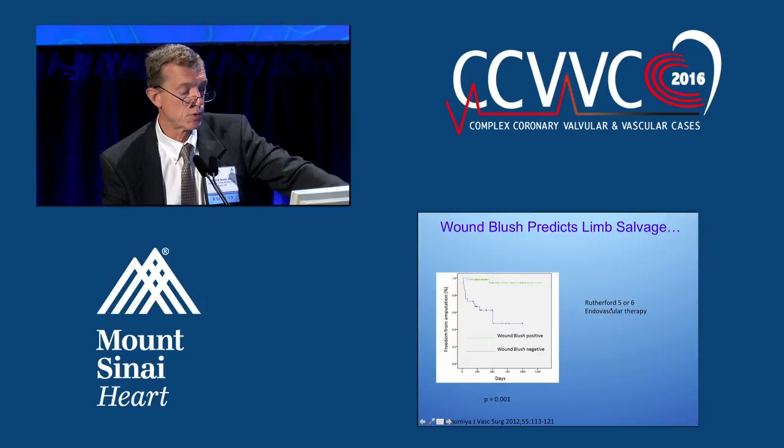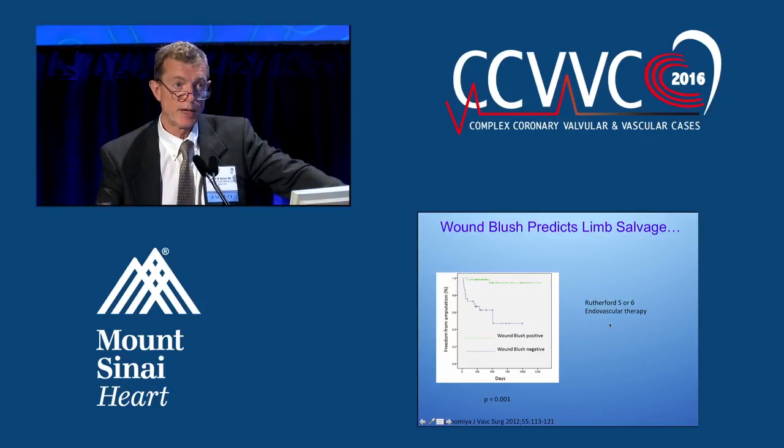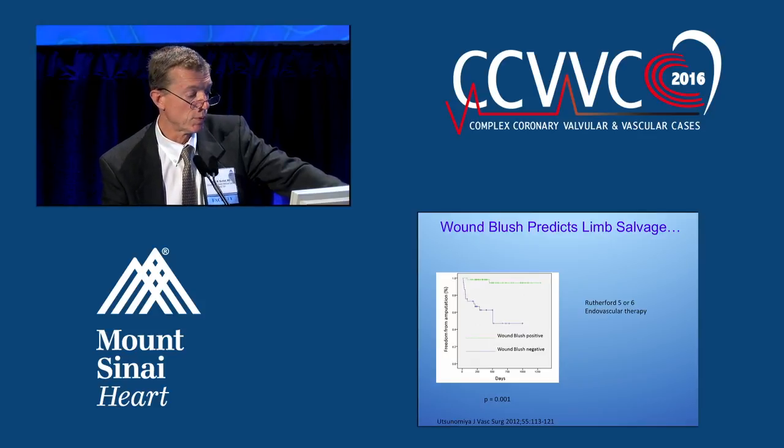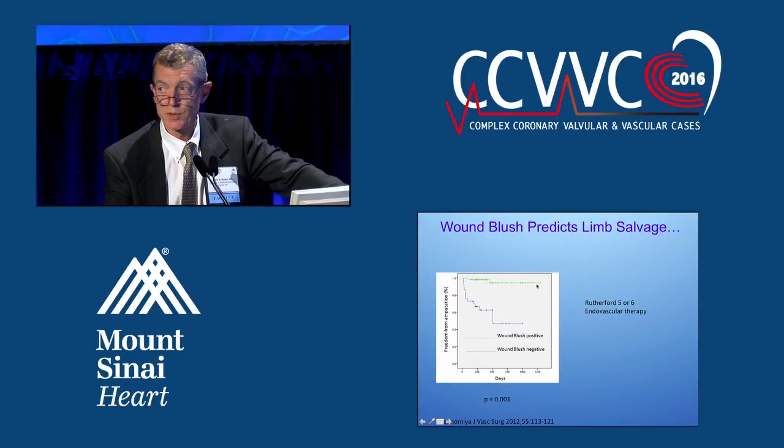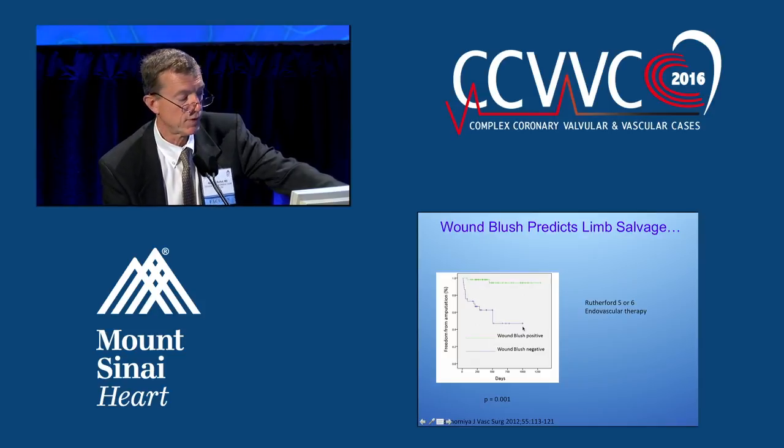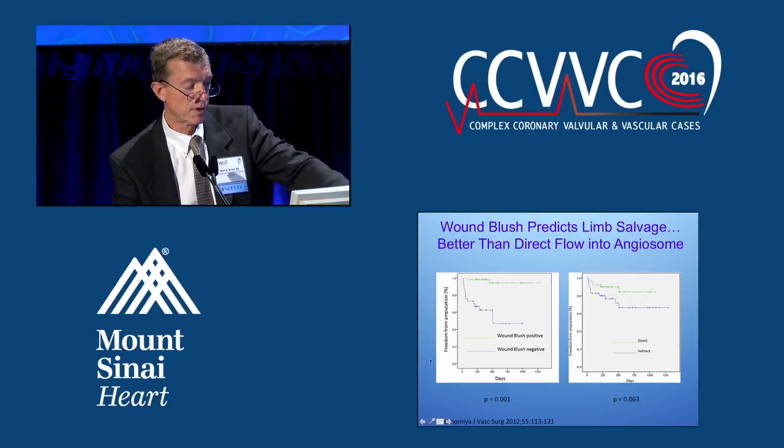If we look at patients who had Rutherford 5 or 6, treated with endovascular therapy, and then the angiograms were assessed to see whether or not there was discernible wound blush, what you can see is that on the y-axis, freedom from amputation over a long period of follow-up is much higher in those patients who had wound blush than in those patients who did not have wound blush. Simple angiographic finding, very predictive of outcome.